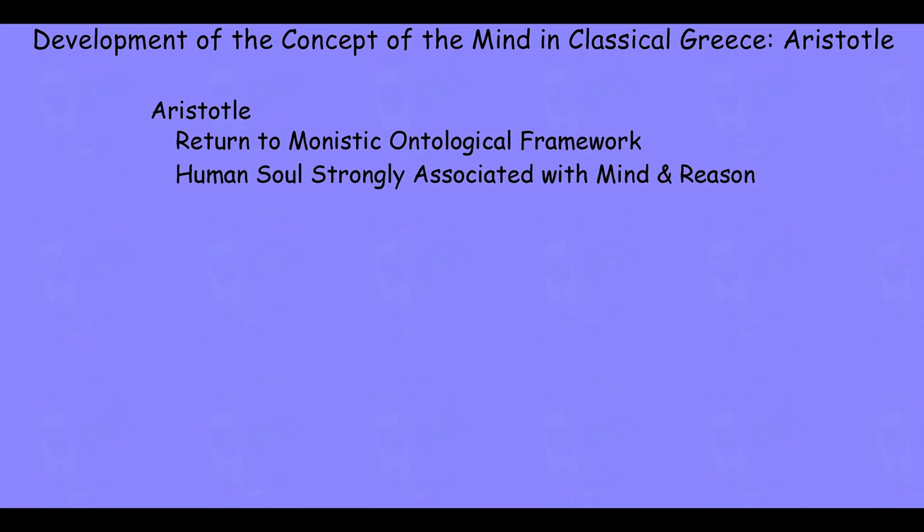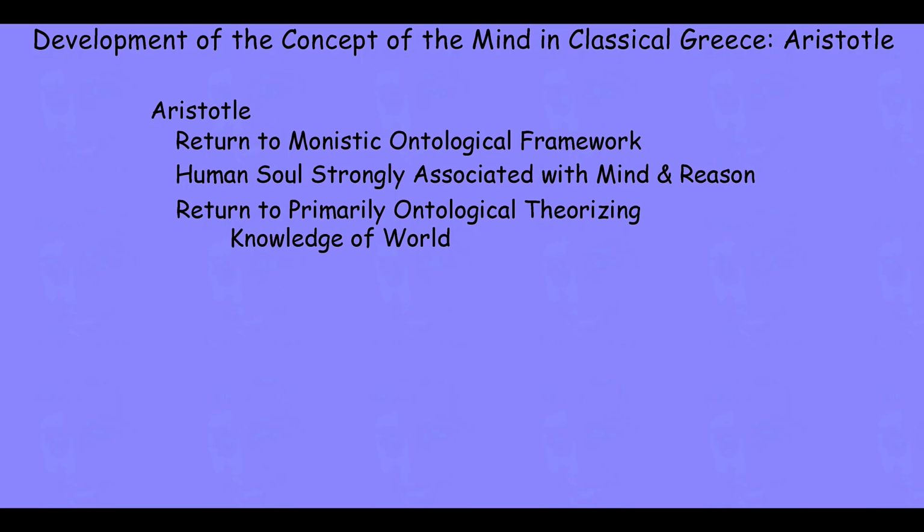Like Plato, Aristotle strongly associates the human soul with the mind and with reason. But unlike Plato, his primary orientation in his theorizing is ontological. Aristotle wants to understand the world and how the world operates. Like Plato, Aristotle supposes that we understand what it is to be a particular kind of thing by understanding its essential nature, by understanding how it is matter informed, the essential nature of its category.